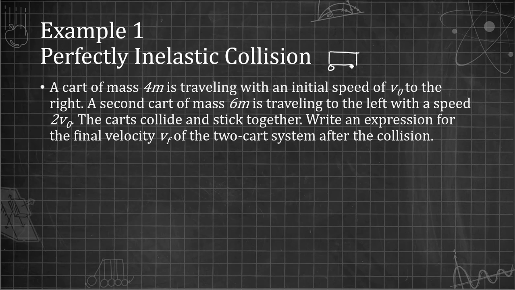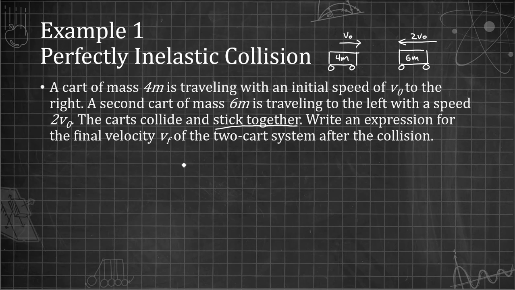So we have a cart of mass 4m traveling with a speed of v initial to the right, and a second cart of mass 6m traveling with a speed to the left of 2v0, so twice the speed. The carts collide and stick together, and we want to find an expression for the final velocity. We're going to visualize this with a drawing up top, where we show exactly what's happening, and then we're going to work on solving it.